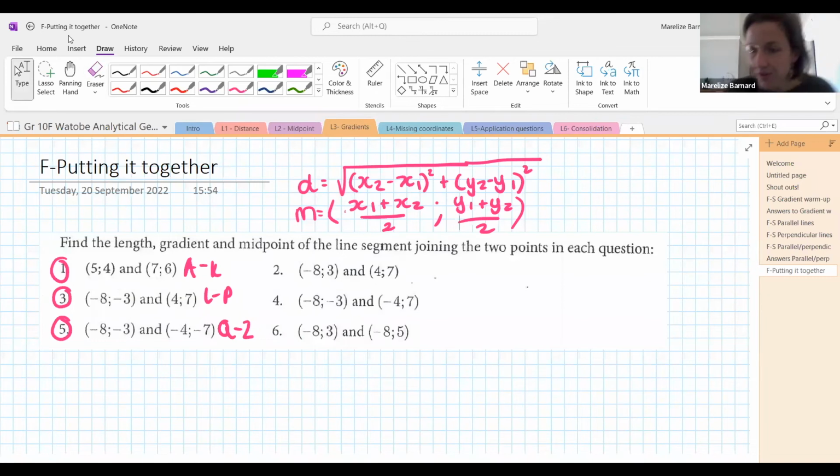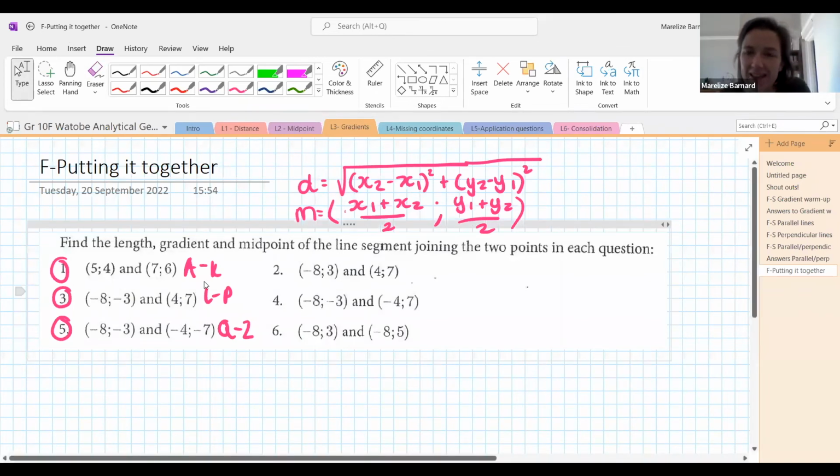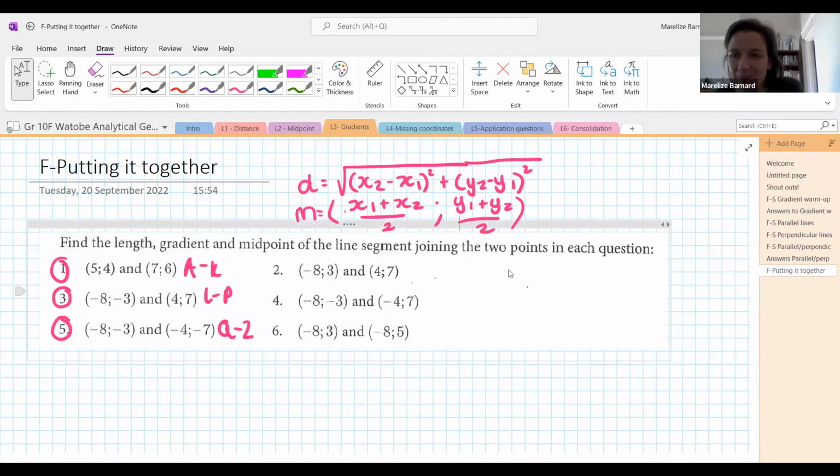Okay, so let's see who's ready from the first group from A to K to give us the answers for the length, the gradient, and the midpoint. Put your hand up if you are ready. Okay, Bubbles, then you have to put your hand up. Put your hand up and unmute and tell us your answers.